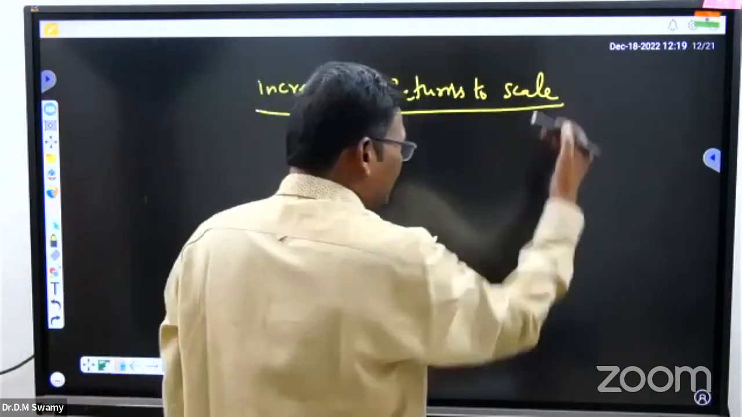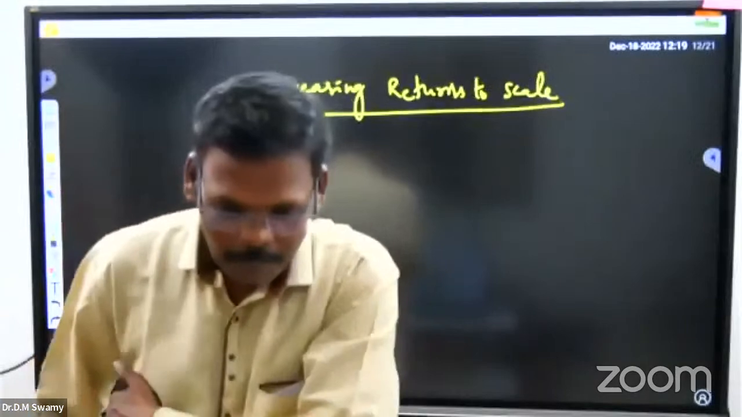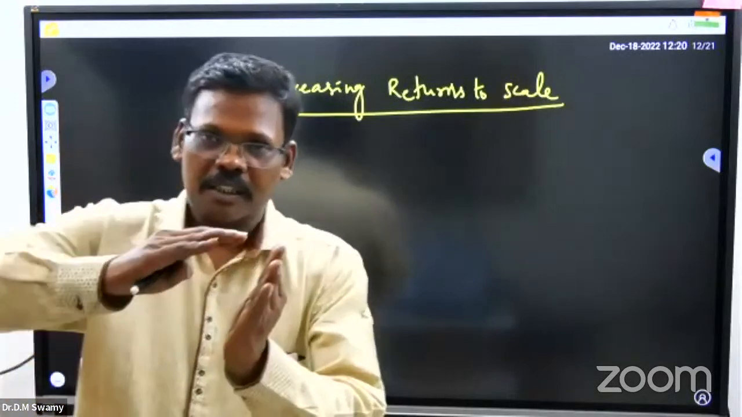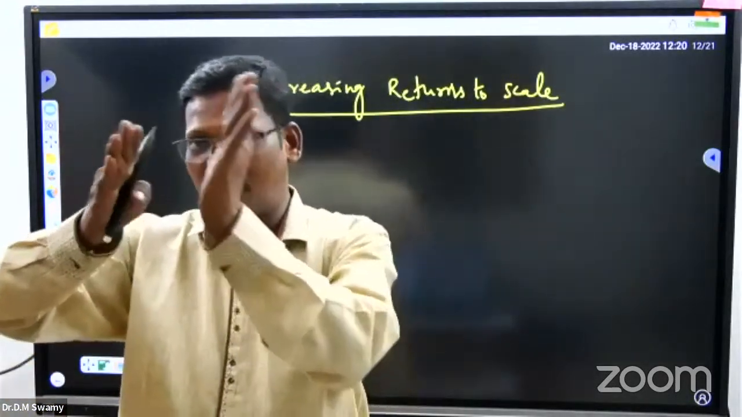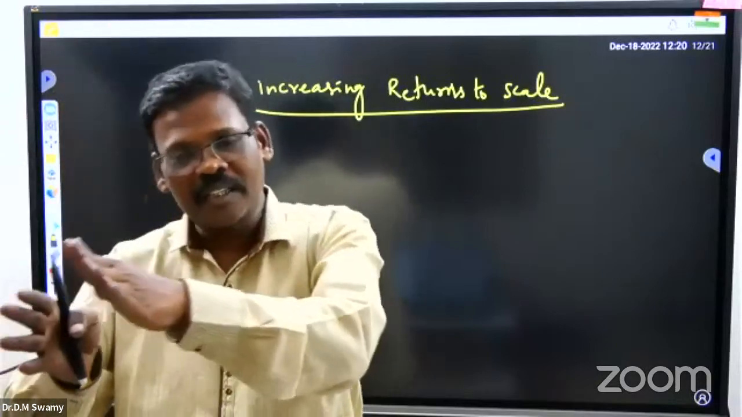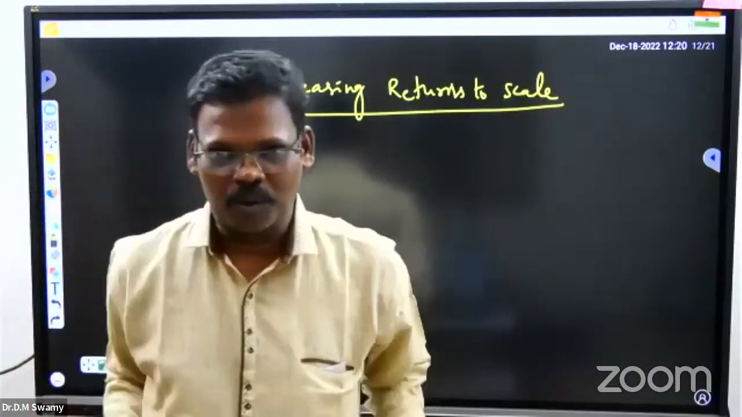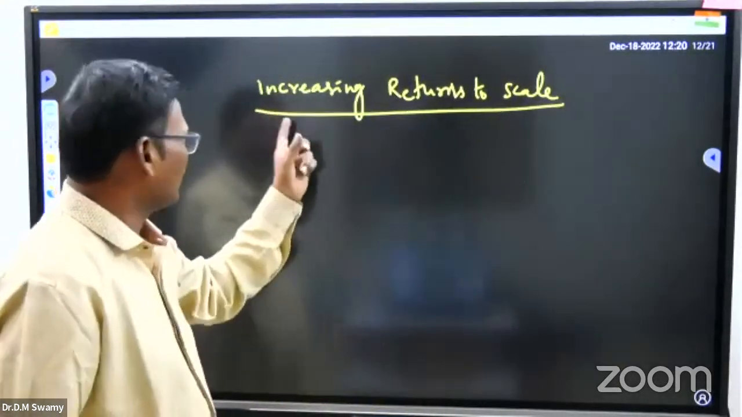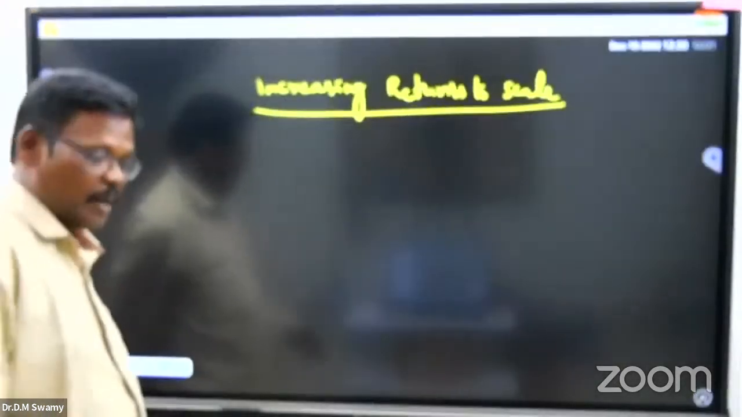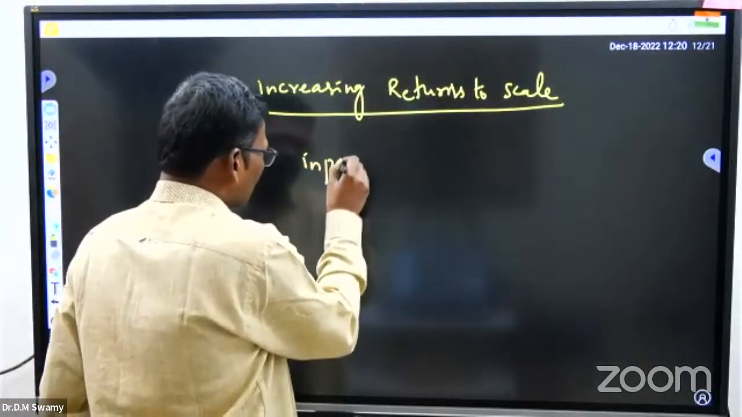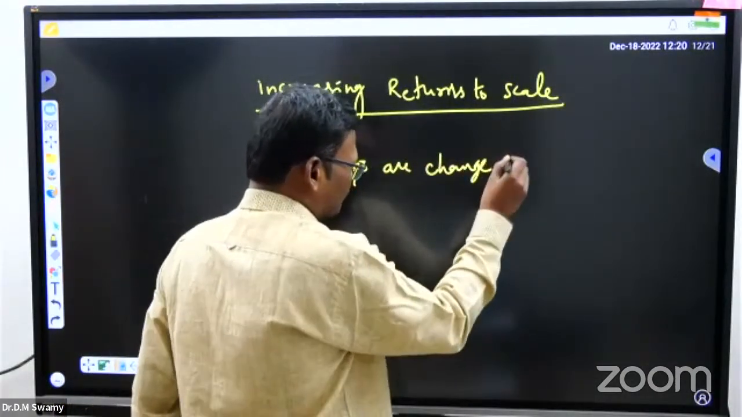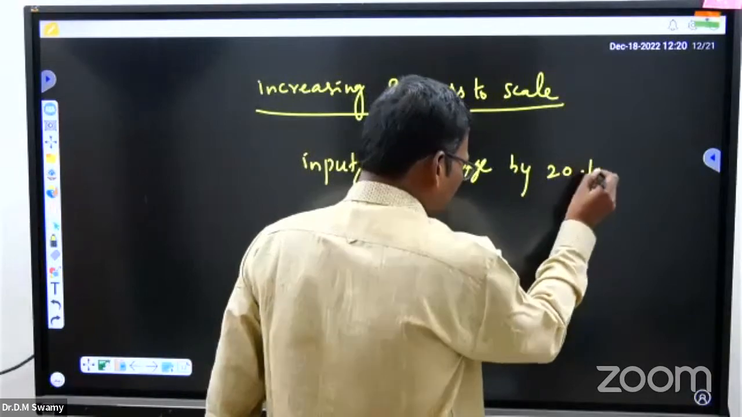Okay, increasing returns to scale. In the case of increasing returns to scale, the proportionate change in the output is more than the proportionate change in the input. If that is the case, that type of return is known as increasing returns to scale. For example, inputs are increased by 20%.